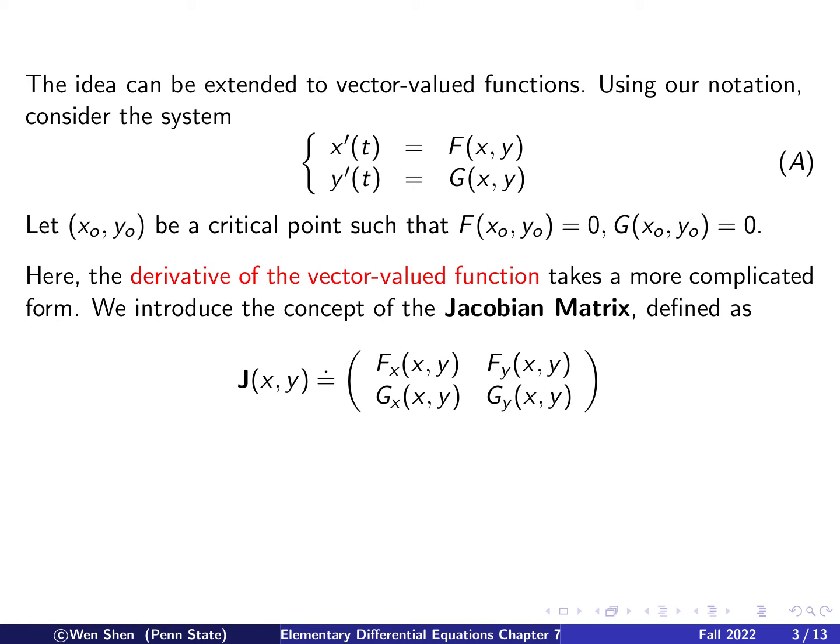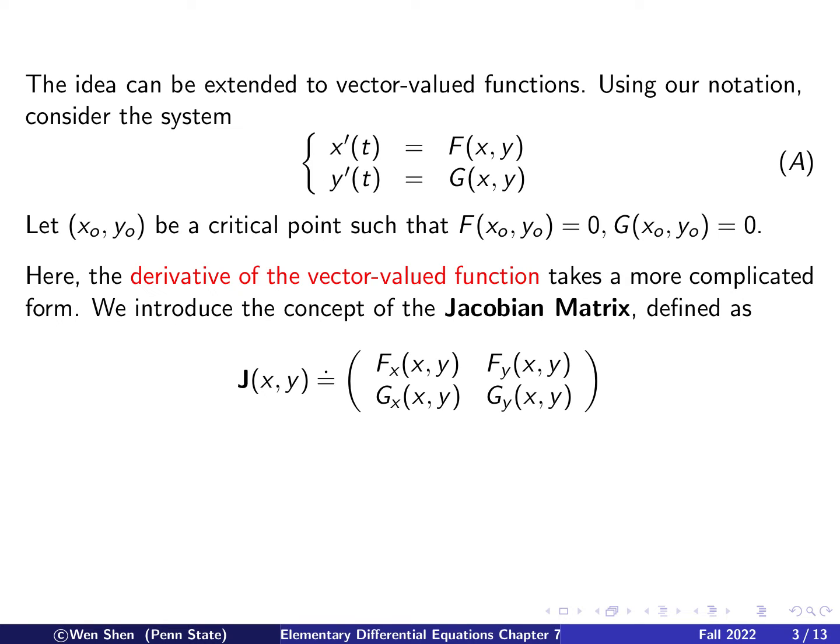Recall from the previous slides the linearization for a function, and we need the derivative of the function at the critical point. Here we have a system, so it's a more complicated understanding of the derivative. Here all the derivatives will be partial derivatives, and we have several of them. So let's introduce a concept called the Jacobian matrix, which is a matrix that collects all the first order partial derivatives.